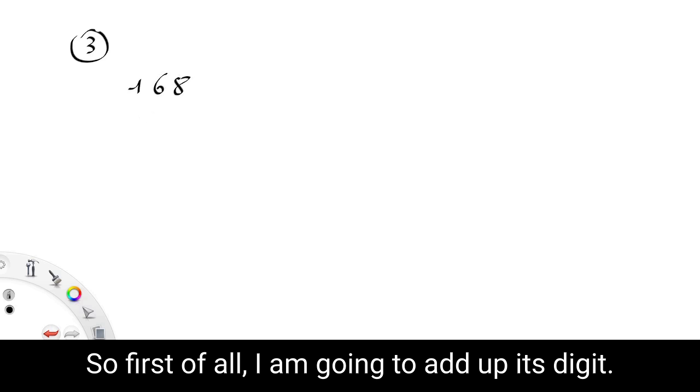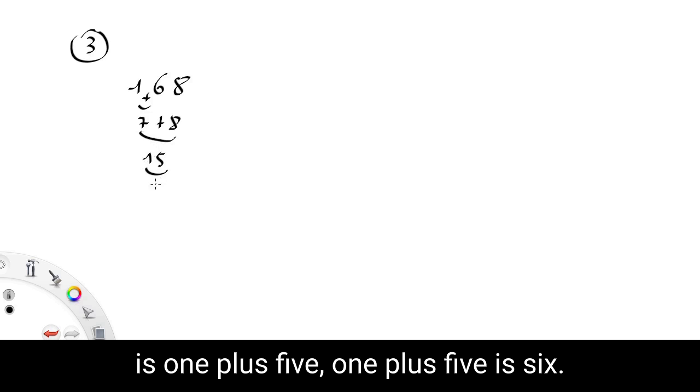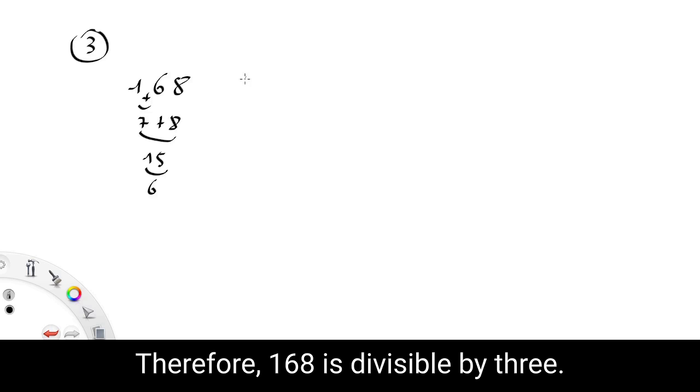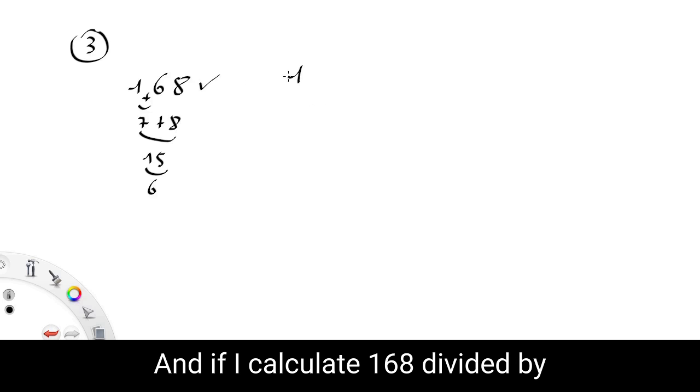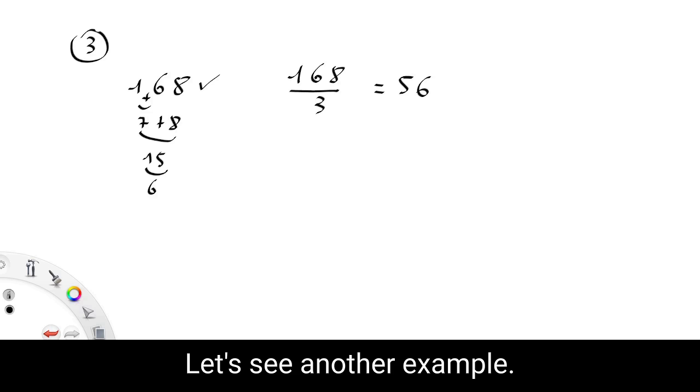168. So first of all, I am going to add up its digits. 1 plus 6 equals 7. 7 plus 8 equals 15. 15 is 1 plus 5. 1 plus 5 is 6. 6 is divisible by 3. Therefore, 168 is divisible by 3. And if I calculate 168 divided by 3, I'm going to get 56.